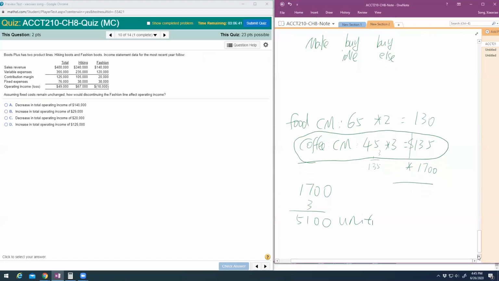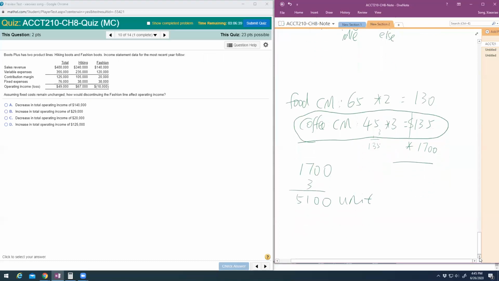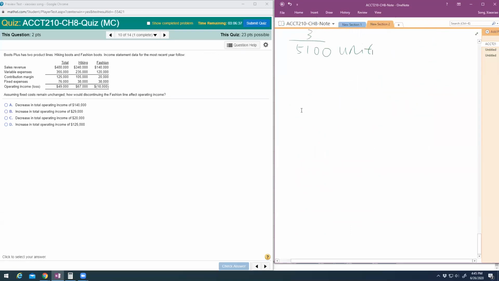So let's look at this number. Assuming fixed costs remain unchanged, how will discontinue... Okay, so now we think about discontinue. You have hiking and fashion. So we look at this number, you will wonder, hey, maybe we should discontinue the fashion. It's asking about should we discontinue fashion, yes or no.